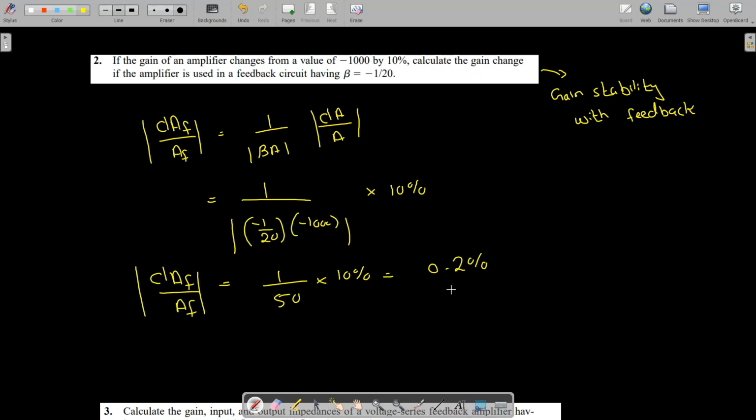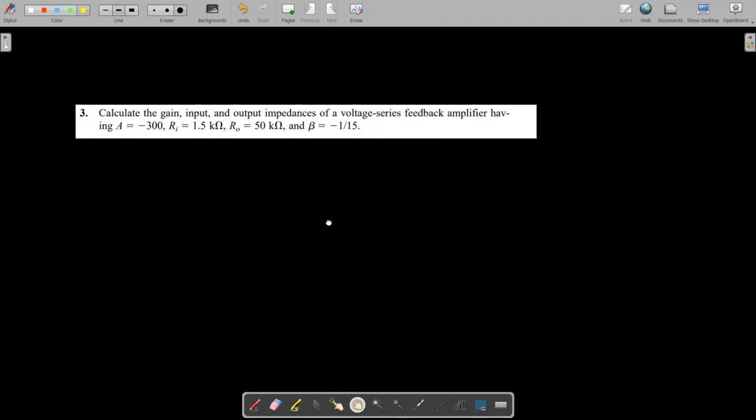So this improvement is 50 times, because the magnitude of relative change of gain without feedback was 10%, but now the gain change has been reduced to 0.2%. So the improvement is 50 times. Let us solve problem number 3.